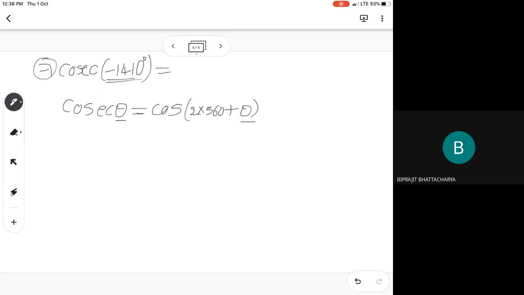सर, एक और तरीके से लिख सकते हैं, माइनस कोसेक 15 into 90 plus 60. तो हमारा क्वेश्चन तो दिया है सर कोसेक माइनस 1410 डिग्री, तो माइनस को हम आगे ले लेंगे तो माइनस कोसेक 1410 डिग्री, उसके बाद माइनस कोसेक 15 into 90 plus 60. 1590.